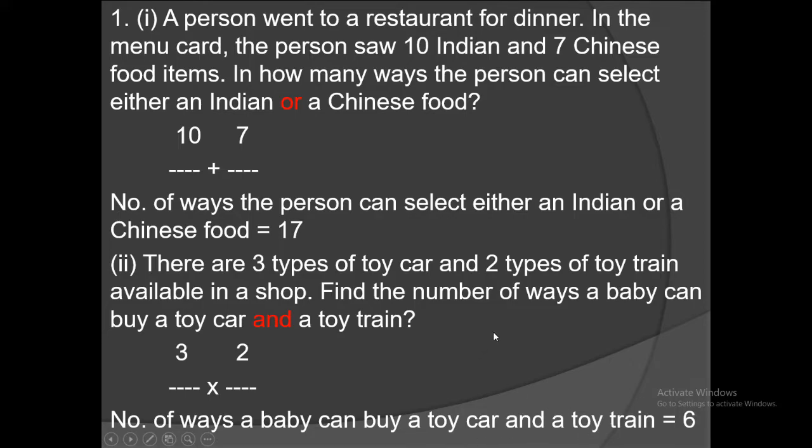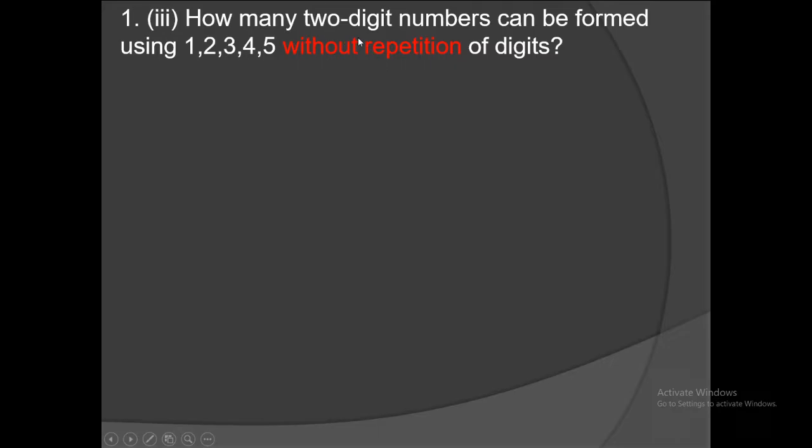Third problem: how many 2-digit numbers can be formed using 1, 2, 3, 4, 5 without repetition of digits? Okay, 2-digit numbers. So 2-digit numbers, 2 places, isn't it? Totally there are 5 digits: 1, 2, 3, 4 and 5. The number of digits is equal to 5. Now 2 places, isn't it? A 2-digit number, 2 places. So the first place I can fill with what?